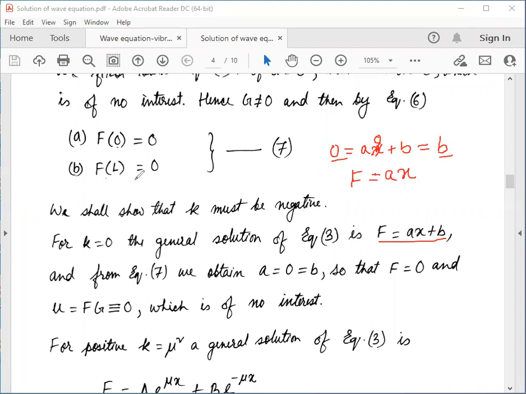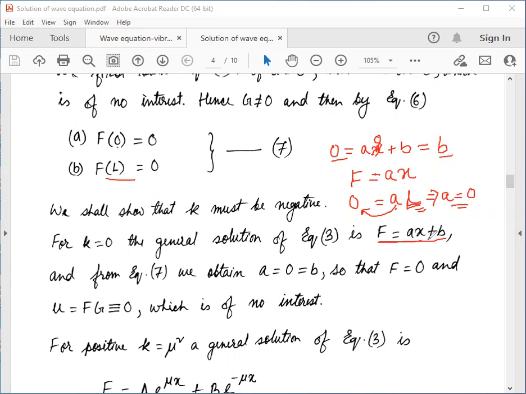Now let us use the second boundary condition. The second boundary condition is when x is equal to L, f is 0. A is a constant here, and L is a given number, not equal to 0. That means since L is not equal to 0, a should be equal to 0. Why is L not 0? L is the length of the string, and the length of the string is not 0. So that means the constant a should be 0.